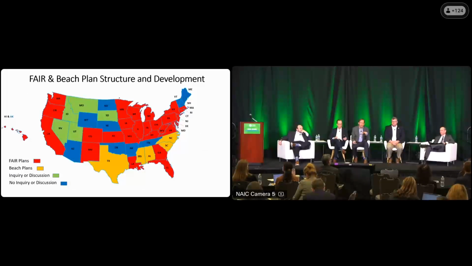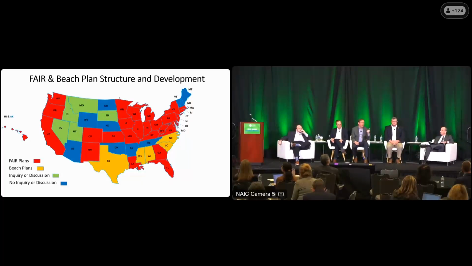So this slide, I'm going to talk a little bit about FAIR and beach plan structures. So you see the plans that are lit up there in red. Now, with the exception of Colorado, those are all FAIR and beach plans that went in place back in 1969 through 1971.